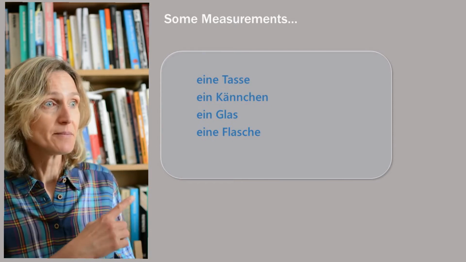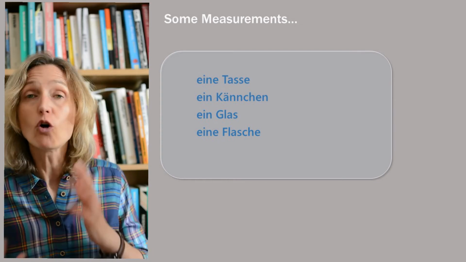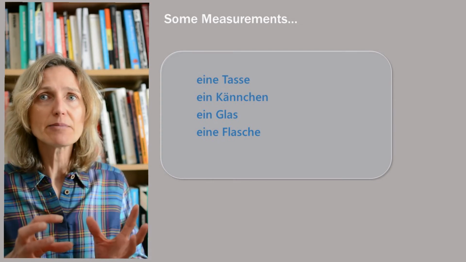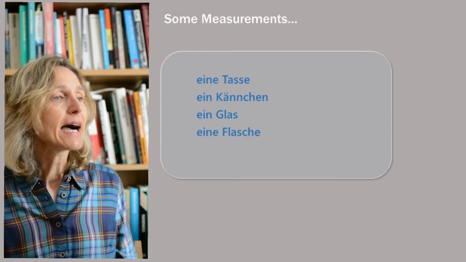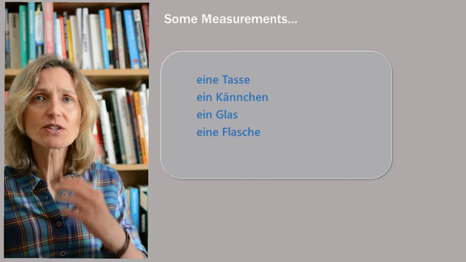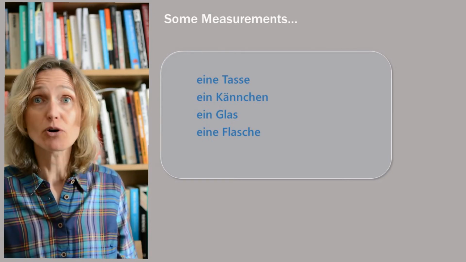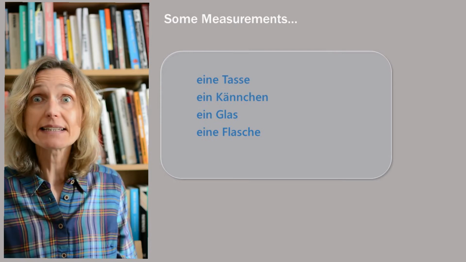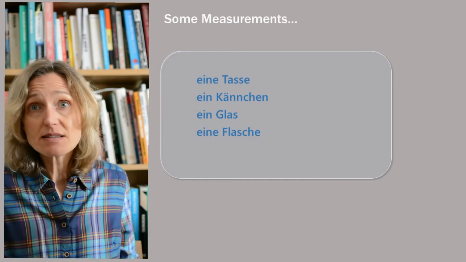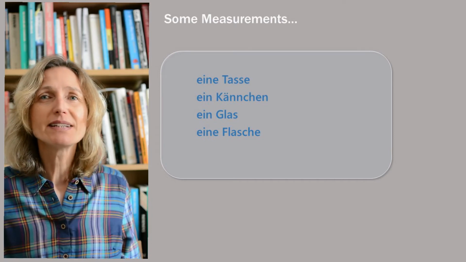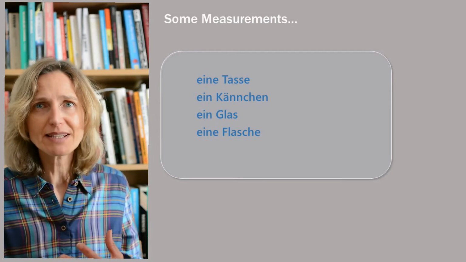Eine Tasse is a cup. So if you wanted to have a cup of coffee, you'd need to say, ich nehme eine Tasse Kaffee. Ein Kännchen. So note the chen, ein Kännchen is a pot. So ein Kännchen Tee would be a pot of tea. Ein Glas is a glass. So ich nehme ein Glas Limonade would get you a glass of lemonade.